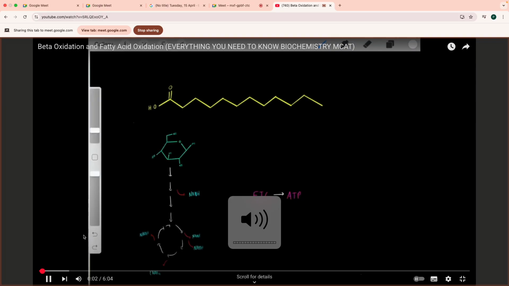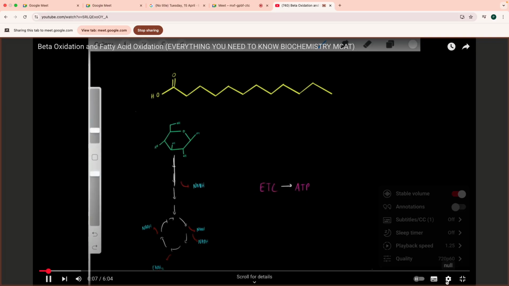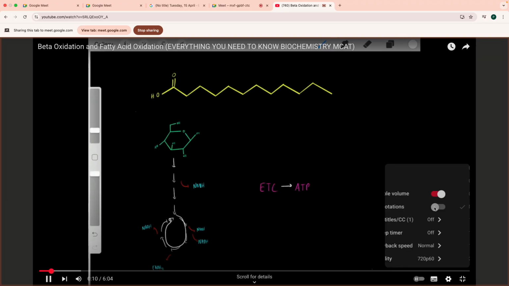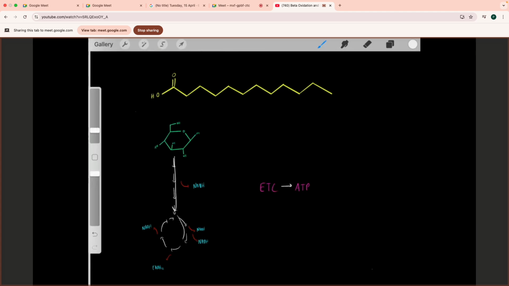In previous videos, we've learned that we can take glucose and other carbohydrates and oxidize them through glycolysis and the Krebs cycle. And we know when we take carbohydrates like glucose and oxidize them through glycolysis and the Krebs cycle, we create these reduced cofactors. And we know these reduced cofactors can be used to fuel the electron transfer chain to create ATP. So that's the way we can take carbohydrates and oxidize them to create ATP.